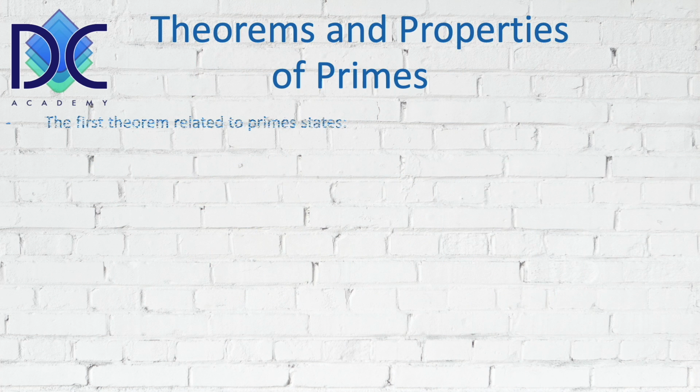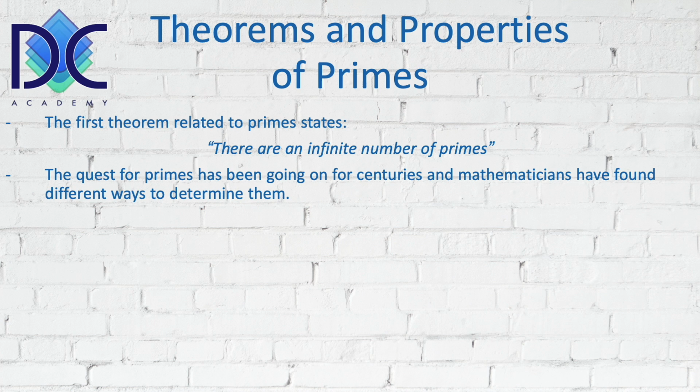Now, this is important, and we can look at some properties of primes. The first theorem related to primes states there are an infinite number of prime numbers. It means that we can keep on finding primes, and that quest has been going on for centuries, and mathematicians have developed different ways to identify primes. We will look at some ways to find numbers that could be prime, but the problem is always that we have to prove that the number is prime. And for large numbers, this can become quite complicated.